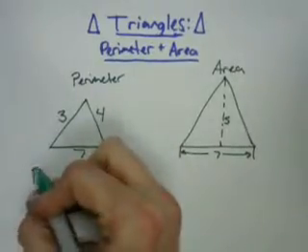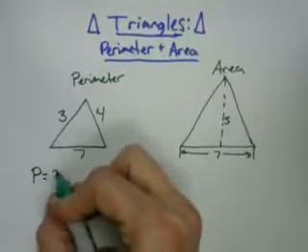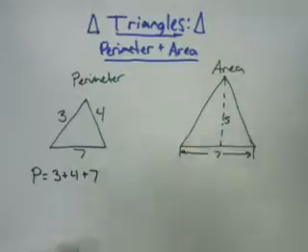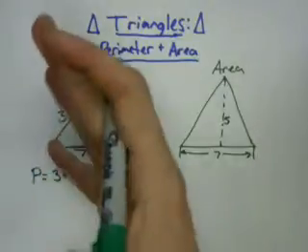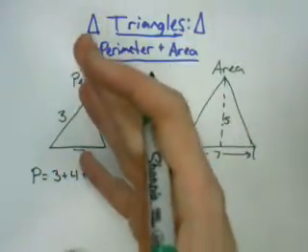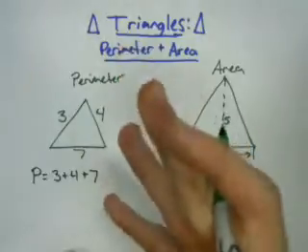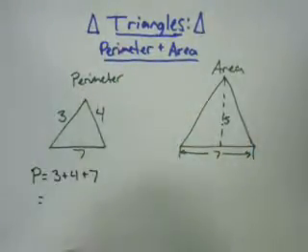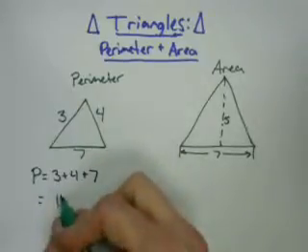So the perimeter would be equal to 3 plus 4 plus 7. And before anyone says anything, it is not drawn to scale. I know this. I drew it myself. So it's not drawn to scale. But here, if the side was 3 here, 4 here, and 7 here, then I add up those sides, I'll get my perimeter. So 3 plus 4 is 7, plus another 7, 14.